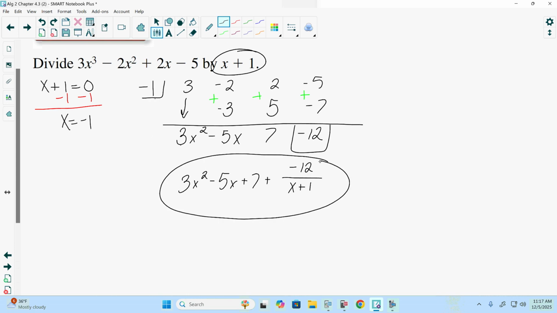It would be our x plus 1 that goes on bottom. And that's it. So we kind of understand how the remainders work. Okay. Do we need to see another example of synthetic division? Okay.